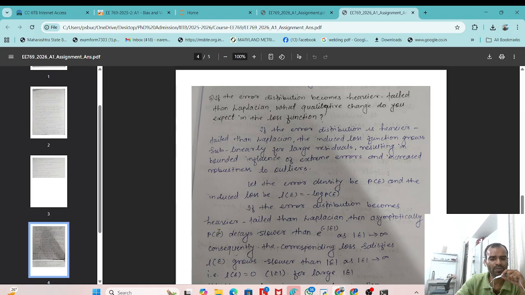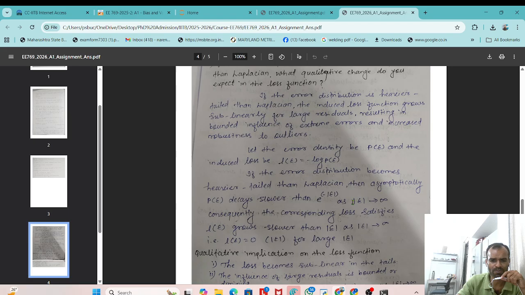It means that the probability of the error decays more slowly as the residuals tend to infinity, so it gives a very slow response. So the loss grows slowly: if the error is larger, it grows very slowly, right?